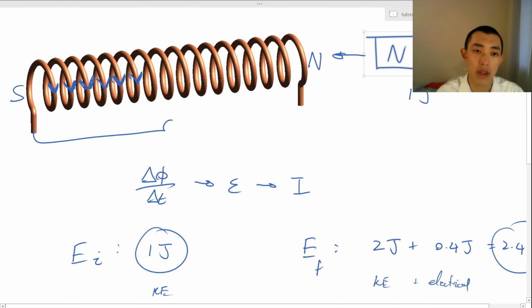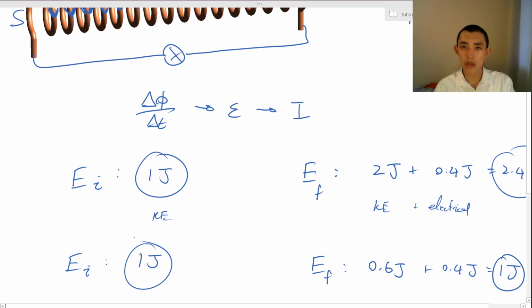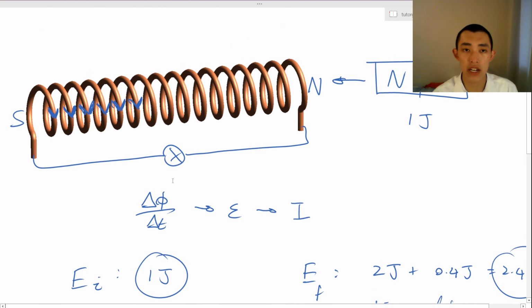And you know, there will still be electrical energy because there is current flowing. So maybe there's 0.4 joules. So there's 1 joule of energy out. This is good. I put in one joule, I get out 1 joule. This is preserving the conservation of energy. And so this is Lenz's law in action, right?